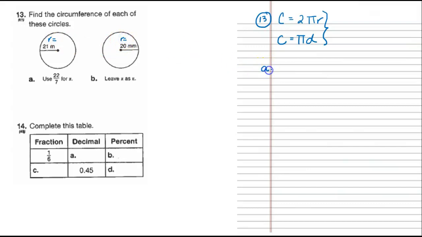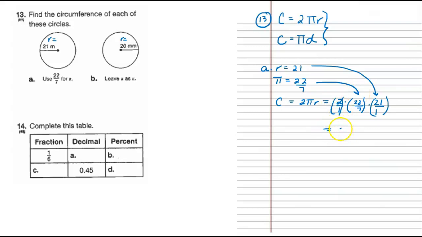Let's do A. For A, I have a radius of 21. It says pi is equal to 22 over 7. So I'm going to use circumference is equal to 2 pi r and plug in what I have. So I have 2 times 22 over 7. I get lots of questions about how to use the fraction, so please write this down: times 21 over 1. There's my radius, there's my pi, there's 2. So I'm going to multiply 2 times 22 times 21 all over 1 times 7 times 1.